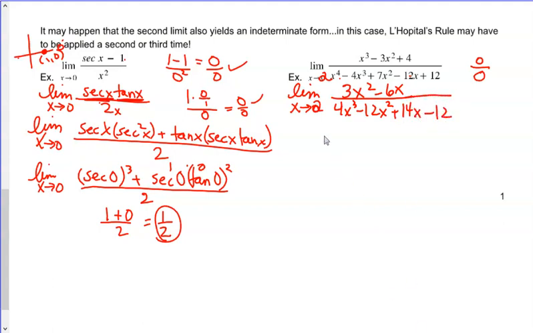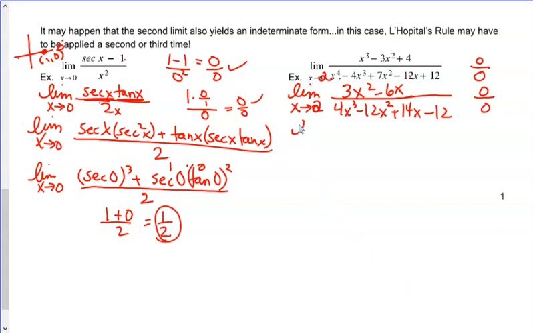And if I throw 2 in the top, 2 squared is 4 times 3 is 12 minus 6 times 2 is 12. So that gives me a 0 over. And if we look in the bottom, plugging in a 2, that gives me a 32 minus a 48 plus a 28 minus a 12 also gives you a 0. So that means by L'Hopital's, I have to do it again.